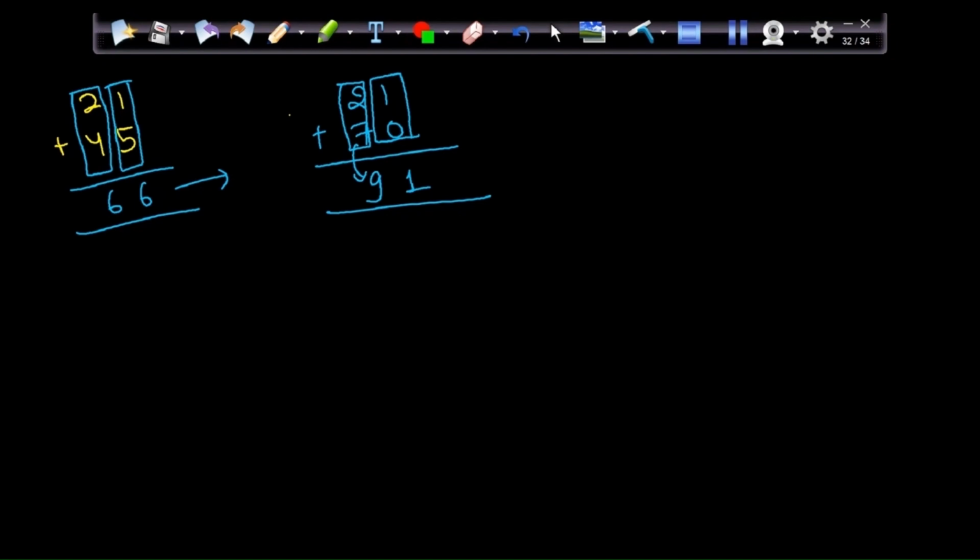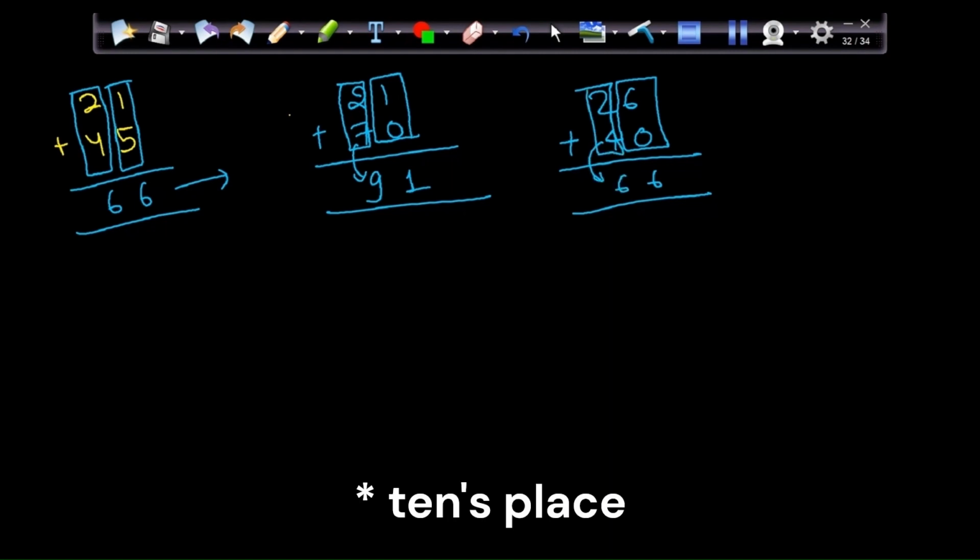Let's take some other example, right? Let's say 26 plus 40. To get the ones place digit of the result, you add the digits at the ones place. This will be 0 plus 6. To get the tens place of the result, you add the digits at the tens place. This will be 66. Okay.